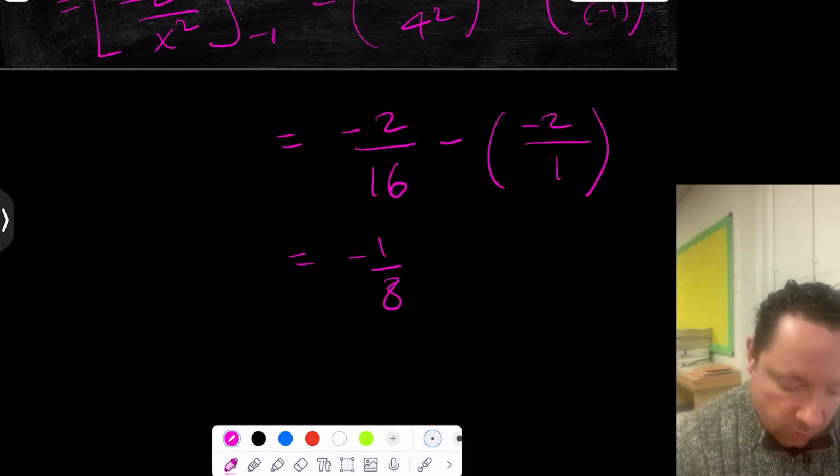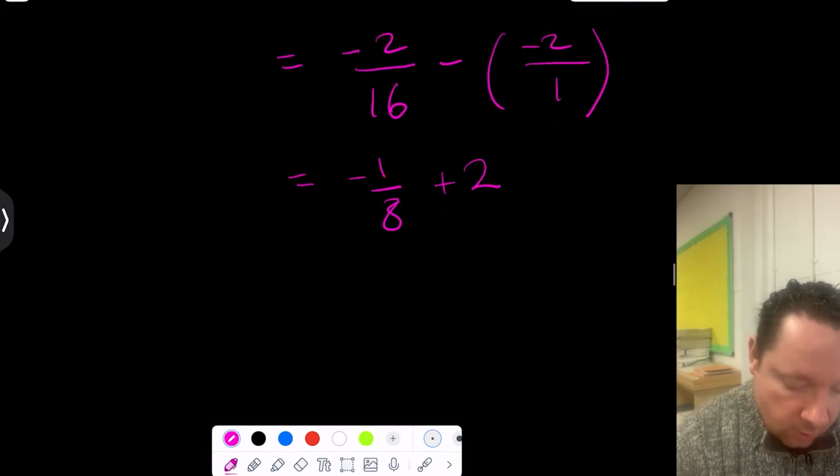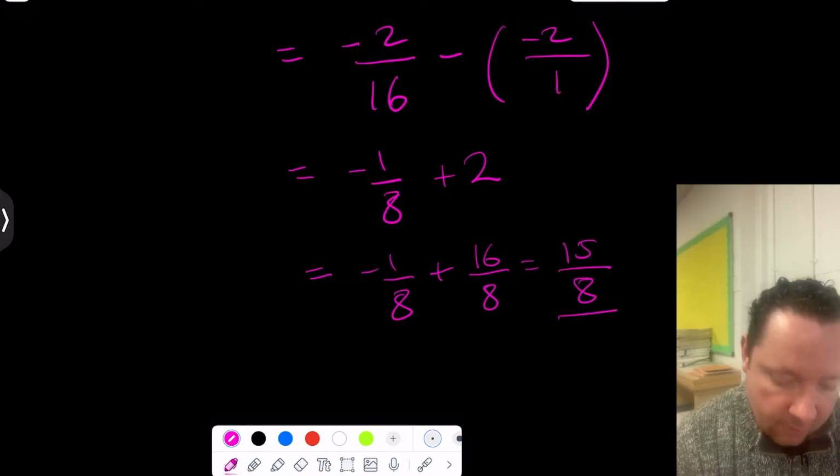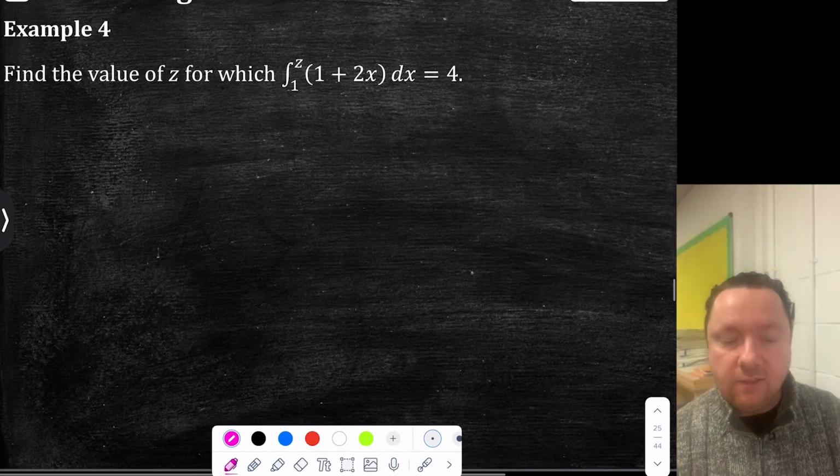Minus minus 2 is plus 2. 2 minus an eighth, well, we can just do that as fractions if you want for a change. That's 16 over 8. 16 minus 1 is 15 over 8. And we're done there.